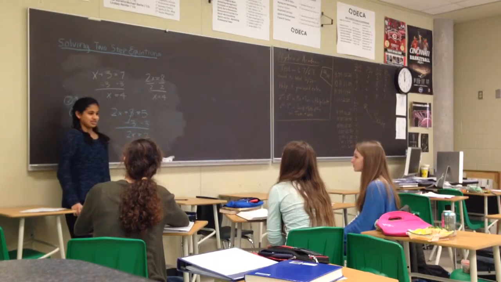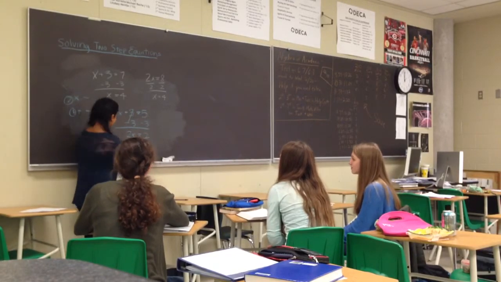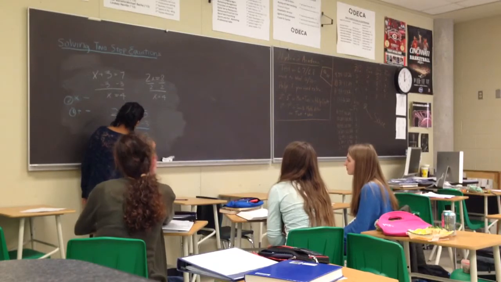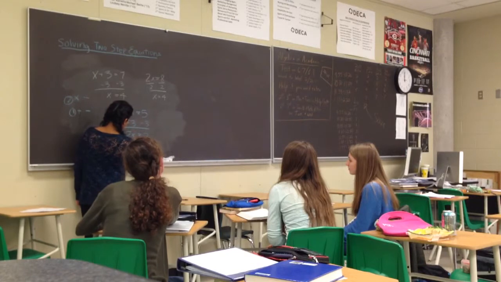So what would the last step be in solving this equation? Divide by 2 on each side. Exactly. And then you're left with x, the 2's cancel out, equals 1.